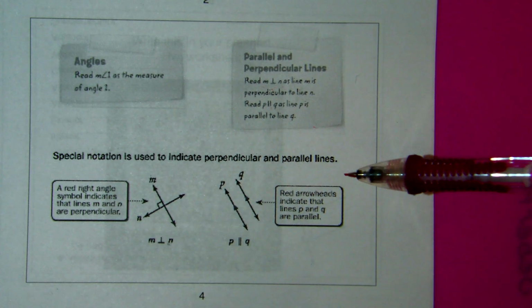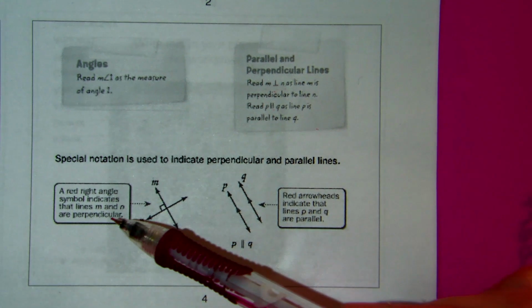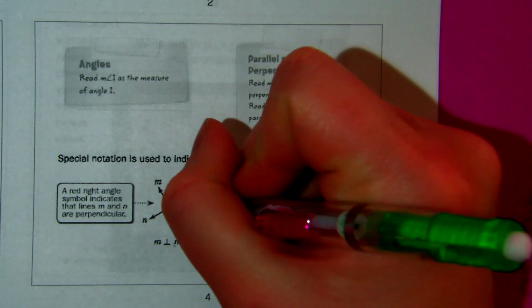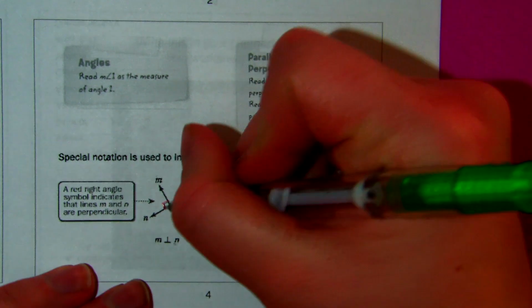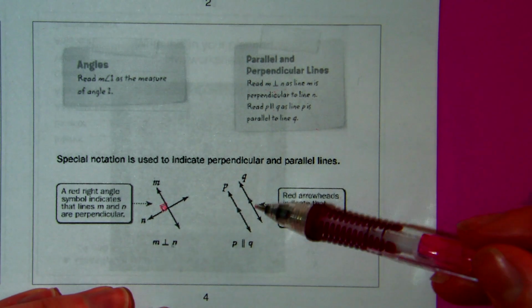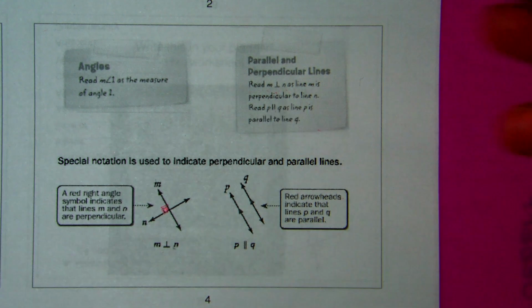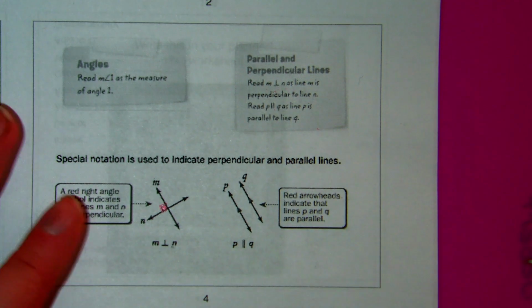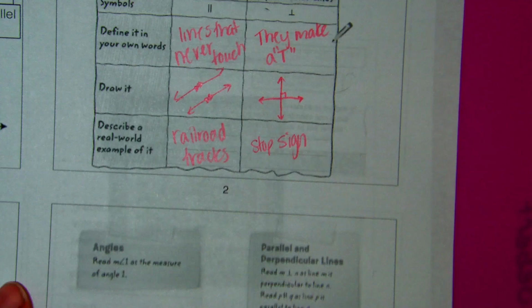Special notation is used to indicate perpendicular and parallel lines. I kind of talked about this a little bit. A red right angle symbol indicates that the lines M and N are perpendicular, so sometimes it won't show up red because we don't have a color copy printer. Just having that box in the corner. Or arrowheads on the line indicate that they are parallel. I drew 2 on slide 2. I was getting a little confused. But that's when you have more than one set of parallel lines, but that's okay. Okay, moving on to slide 5.